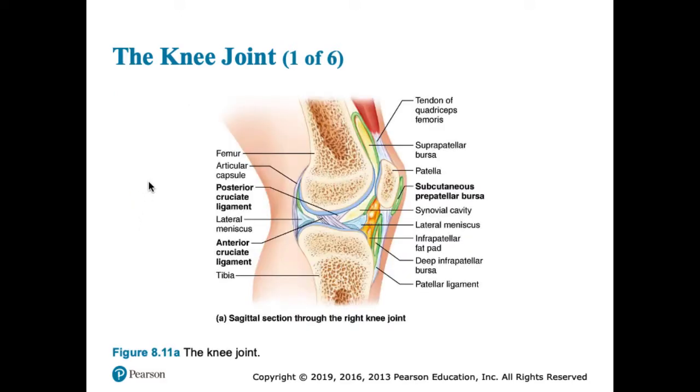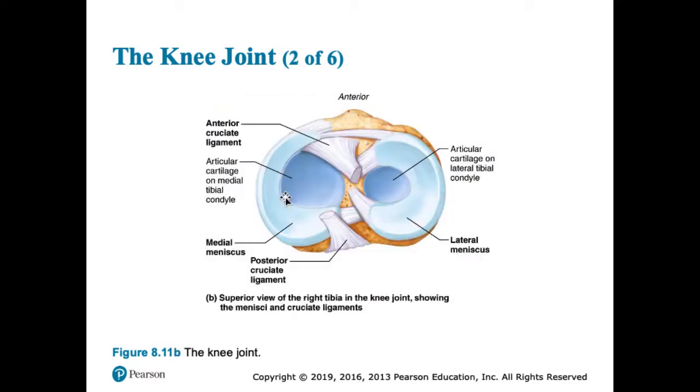So here is that knee joint. Of course, it's showing you the ligaments that are associated with that, the posterior cruciate ligament and the anterior cruciate ligament, and the subcutaneous patellar bursa, which is really important in this image here.